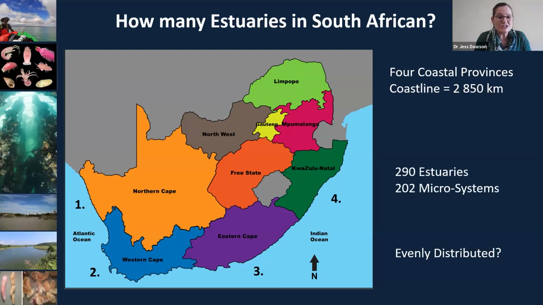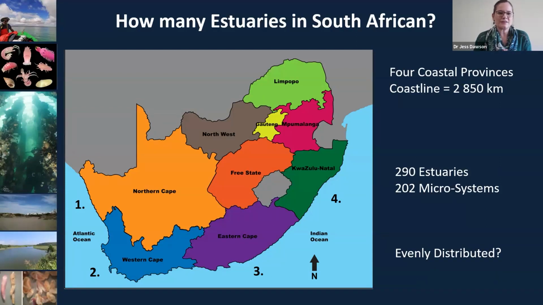So considering the new categorizations, we have 290 estuaries and 202 microsystems. So there's nearly 500 estuaries in this country. Mostly we focus on the 300, the larger of them, not the microsystems. That's quite a lot of estuaries. It's a lot of coastline.